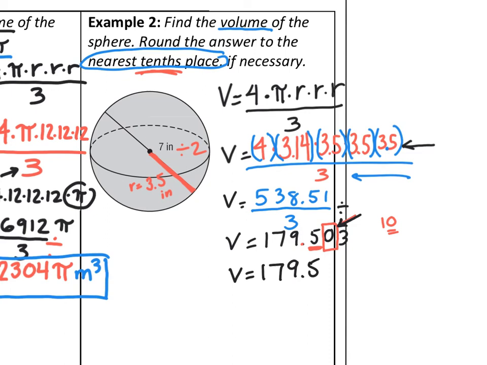Now don't forget our units of measurement, inches, right? So it's inches, and don't forget it's cubed. The reason it's cubed is because we multiply these r's 3 times. So the answer is cubed.